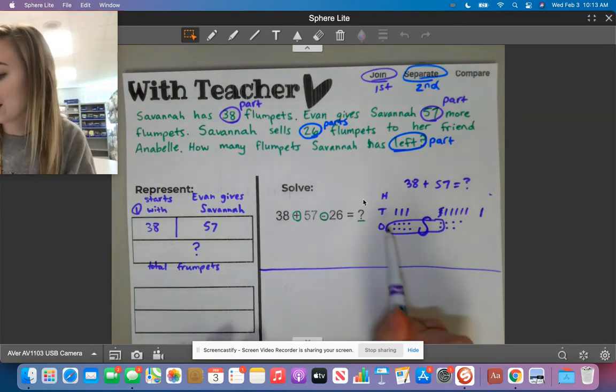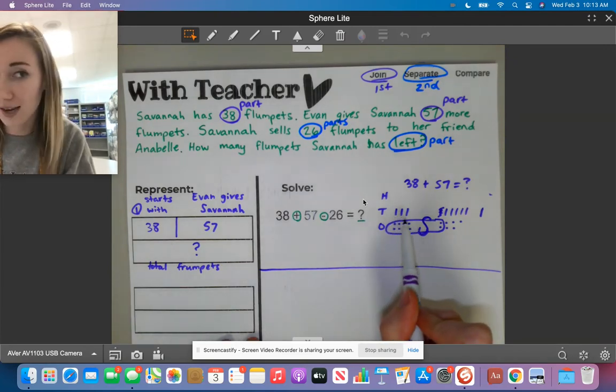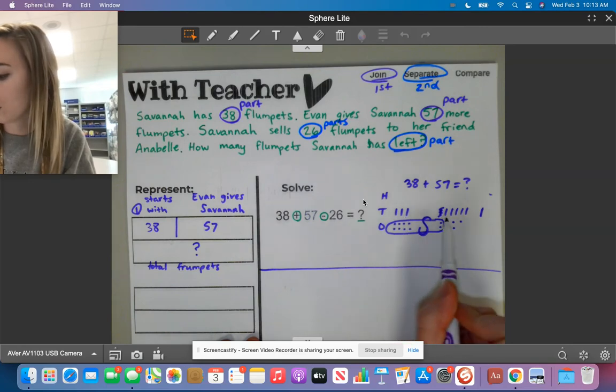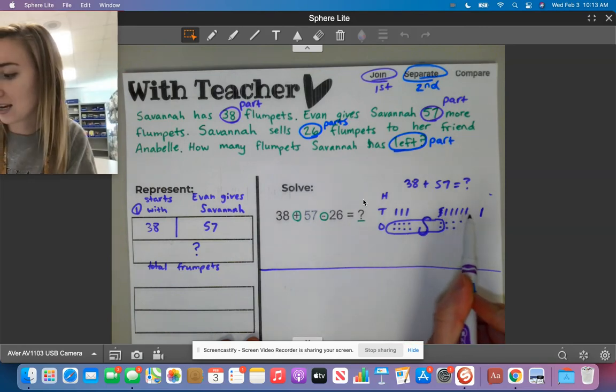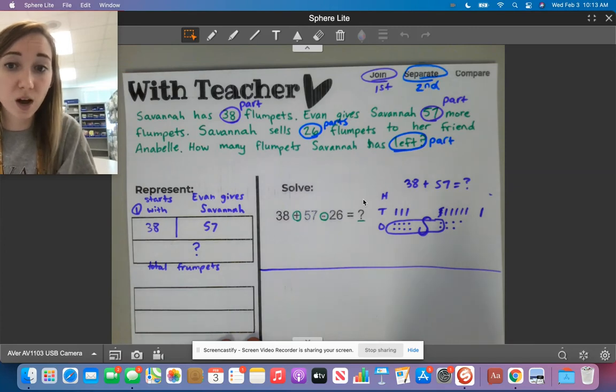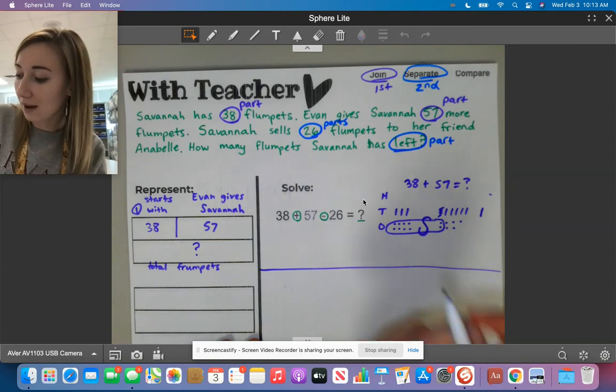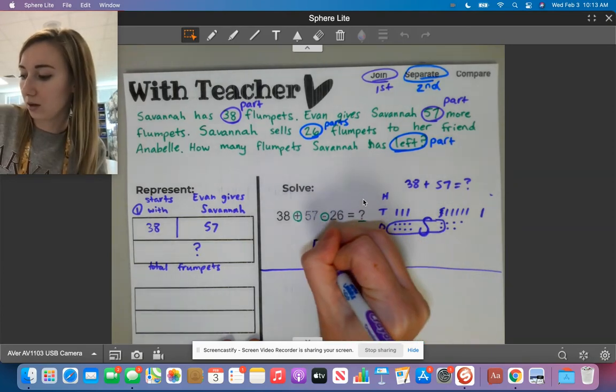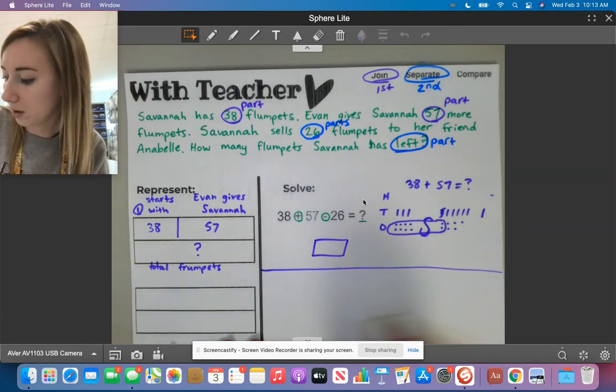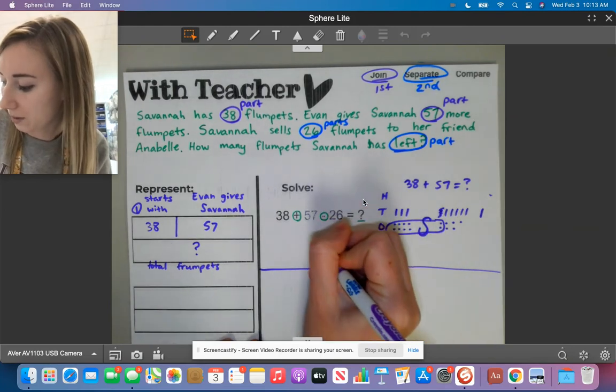Now I can count my 10s. I go 10 with me, 10, 20, 30, 40, 50, 60, 70, 80, 90. Do I have enough to switch for 100? I do not. So guess what? We have just solved that part of the problem. I'll make it a little bit bigger.